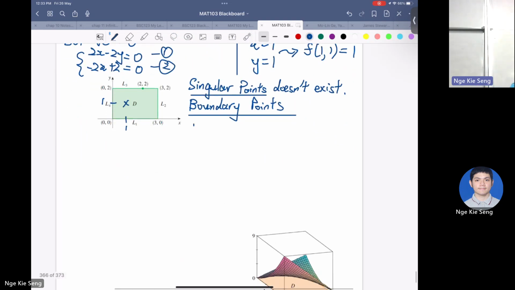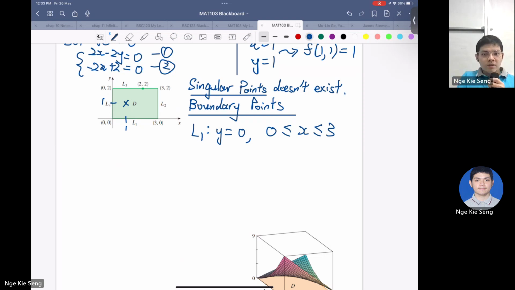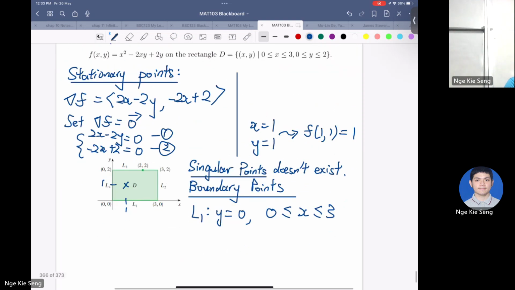So what is L1? Can you represent this line or not? This line is y equals 0, and then you restrict x to be between 0 and 3. So how does this affect my function? What happens along y equals 0? What happens to this function?